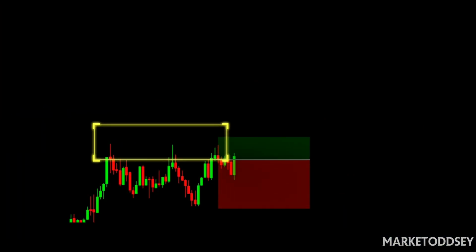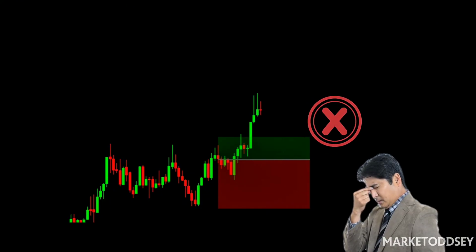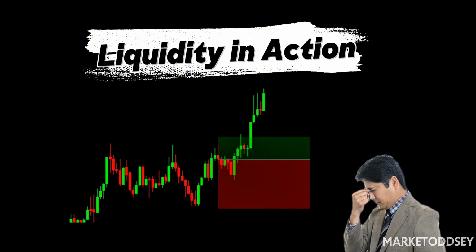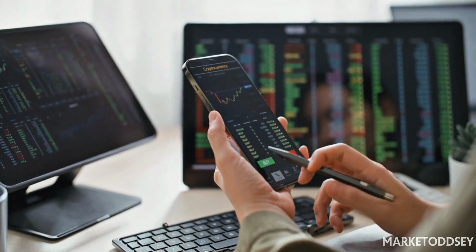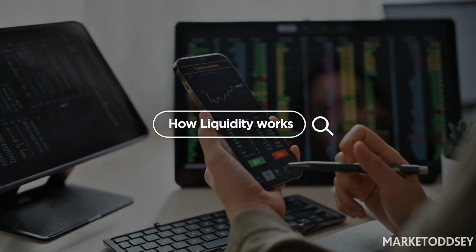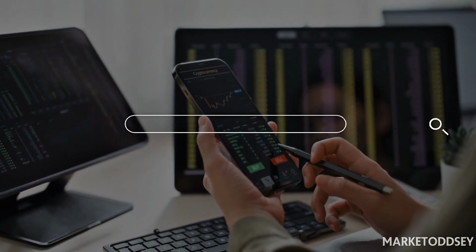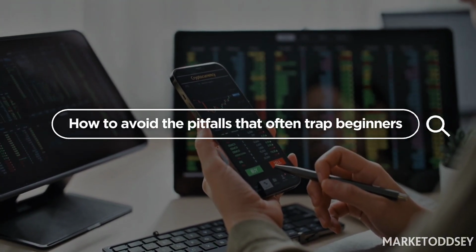Imagine placing a trade, setting your stop loss with confidence, and then suddenly, the market reverses exactly where you thought it wouldn't. This isn't just bad luck, it's liquidity in action. In this video, we're going to break down exactly how liquidity works, why it's your secret weapon in spotting high-probability trades, and how to avoid the pitfalls that often trap beginners.